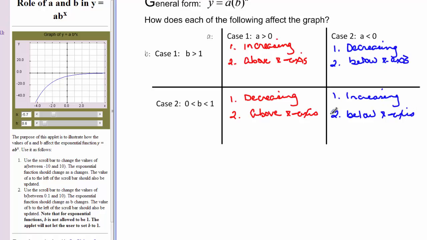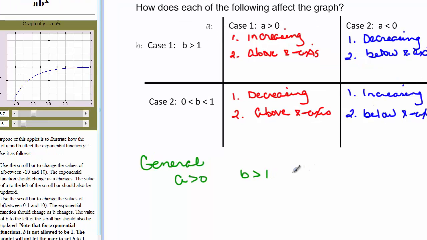So let's see if we can make some generalizations about all of these graphs so that we would be able to graph an equation if they gave us one. So in general, we could say that if A is greater than 0, B is greater than 1, then our graph would be an increasing graph. And if B is between 0 and 1, then we would say our graph is decreasing. Now the B tells us increasing or decreasing.